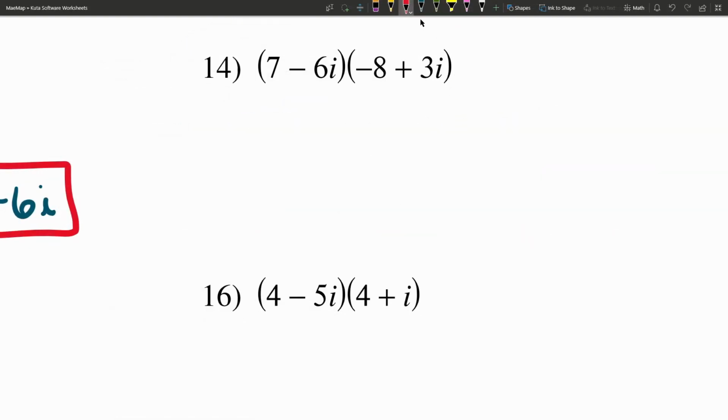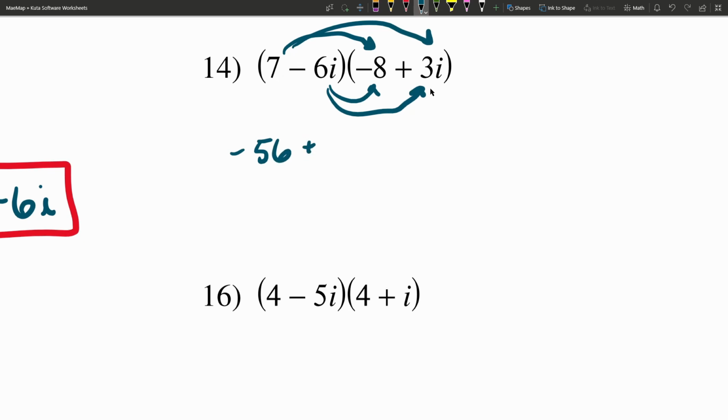For number 14, what are we going to do? We're going to need to distribute or FOIL again. So first, outside, inside, and then last. We have 7 times a negative 8, which results in a negative 56. We're going to add that to 7 times 3i, which is going to be 21i, and that gets added to negative 6i times negative 8, which is going to be a positive 48i, and then negative 6i times 3i is going to be negative 6 times 3, which is a negative 18, and then i times i is i squared.